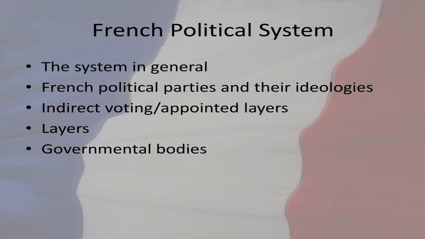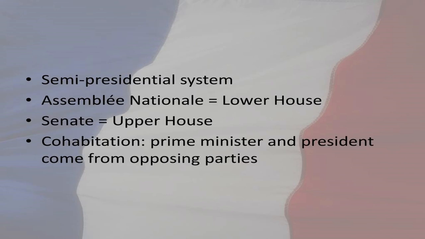Now, I will be explaining the French political system in general. The French political parties and their ideologies are a main component of it. The main thing is that there is indirect voting and the layers are appointed. Some layers are the governmental bodies, the semi-presidential system, the Assemblée Nationale, which is the lower house, and the Senate, which is the upper house. Cohabitation is when the Prime Minister and the President come from opposing parties.